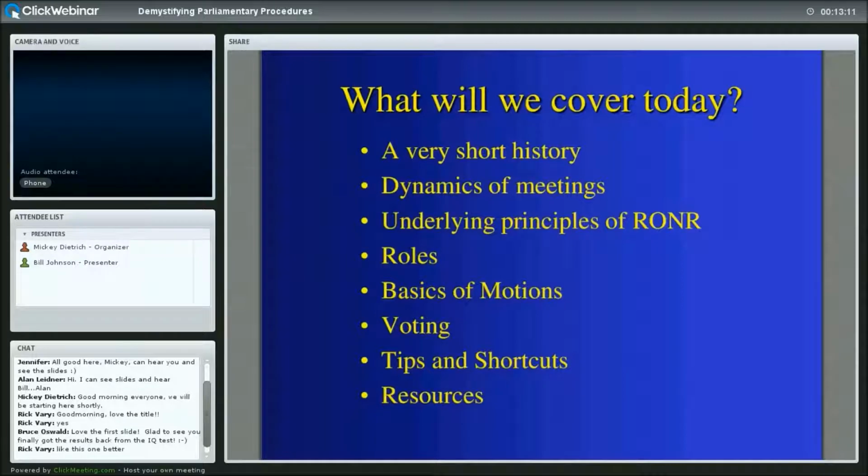All right, so here's the outline. I'm going to give you a little bit of history, talk about the dynamics of meetings and how those impact what we do with Robert's Rules. The really important part is the underlying principles, because everything else just follows those principles and just implements those principles. And then we'll go through some of the mechanics, roles, and how motions work, how you vote, how you debate, and then some tips and shortcuts, and we'll wrap it up at that point.